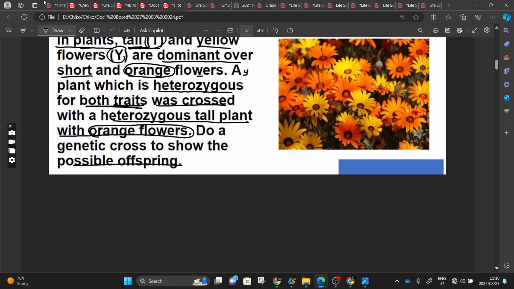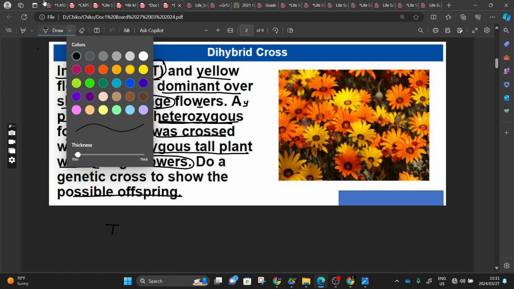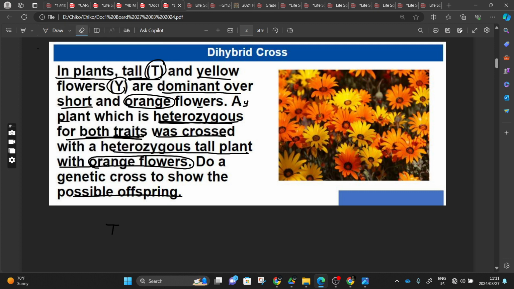You come here, you understand, you relax, you take a deep breath, you go and assess the question. The question, you say, a plant which is heterozygous for both traits. It means for both traits, it will be T, and then it's heterozygous. You see now your thing.